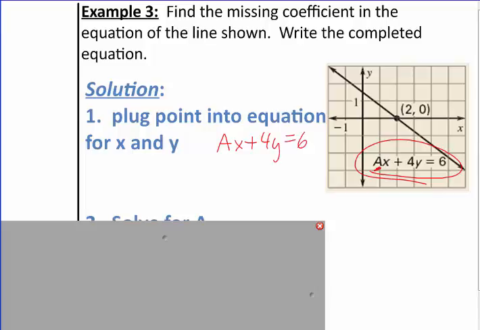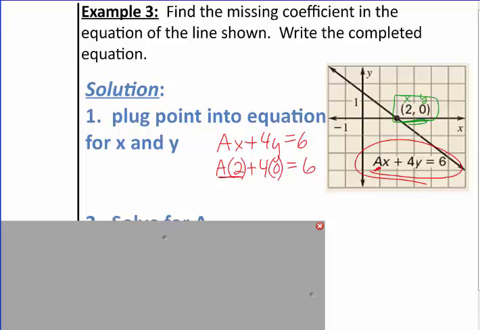So my first step says to substitute a point into the equation. So I was given a point. Here's my point right there. 2, 0. So the 2 is my x. The 0 is the y. So I'm going to plug that in. So my a times the x value, which is 2, plus 4 times the y value, which is 0, equals 6. So then you simplify this.